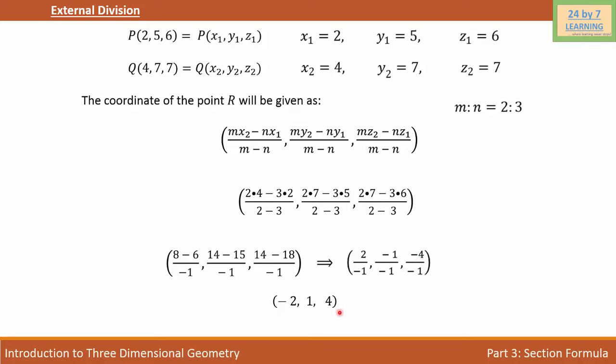And this is how we will use the external division of a line segment to find the coordinates of the point which divides the line in the ratio m:n.